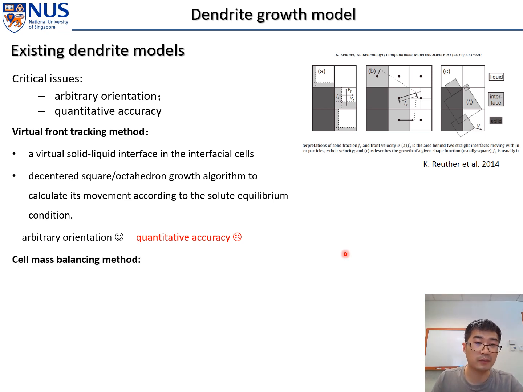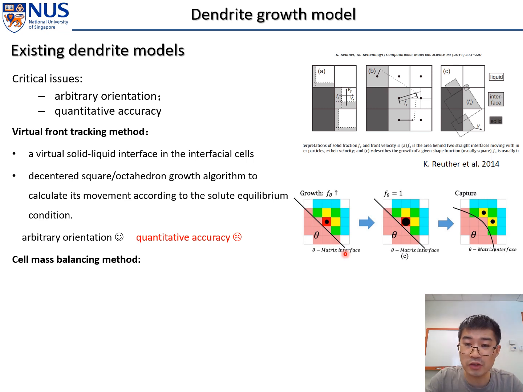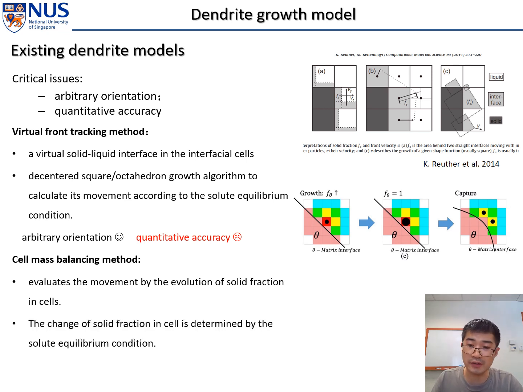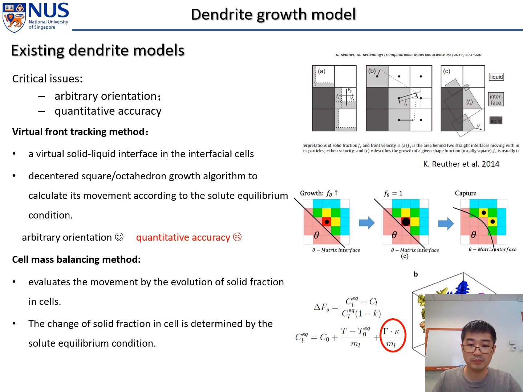The second method currently used is the cell mass balancing method, schematically shown here. In this method, the movement of the interface is evaluated by the evolution of the solid fraction in cells, and then the change of solid fraction in a cell is determined by the solute equilibrium condition, like here. This method can have a good quantitative accuracy, but the arbitrary orientation of the dendrites is difficult to incorporate.